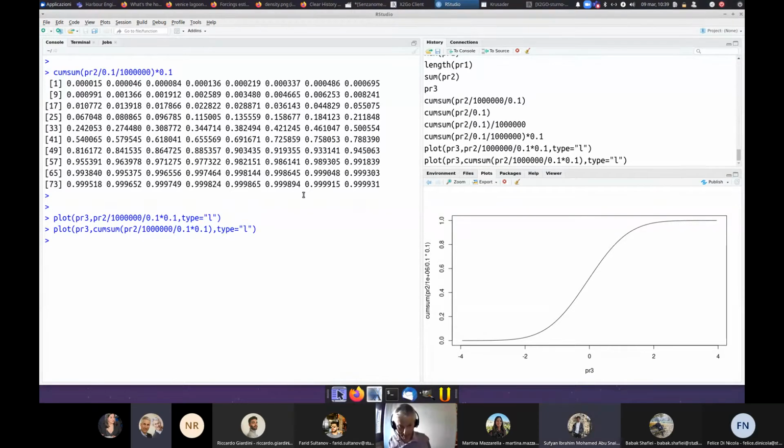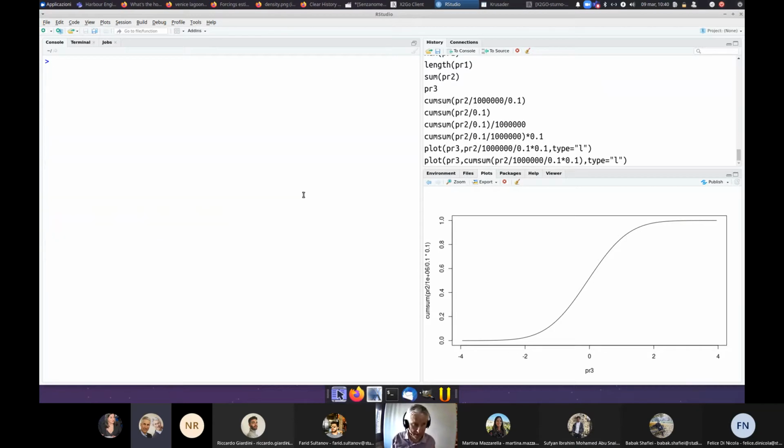Excuse me, can I ask a question? Yes, please. In the function cum sum, PR2 over 1 billion, why do we divide by 0.1 if we're gonna multiply by it? Yeah, of course you may avoid it because I am doing 2 operations that cancel each other. But when I compute the probability density, let's look at this one.